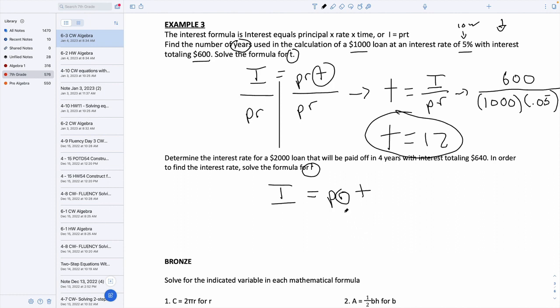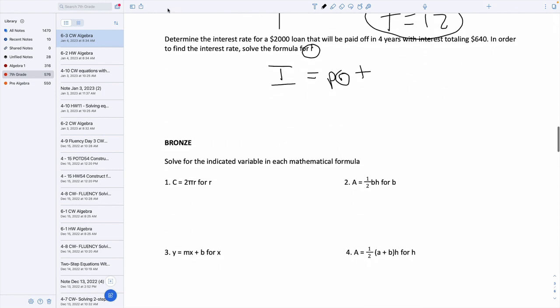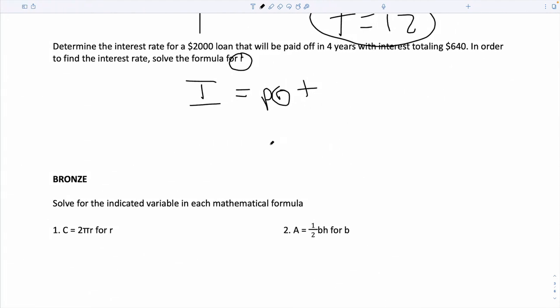Before we do that, Andrew, we could plug in the numbers, but let's rewrite this equation so R is by itself. Any ideas how I could do that? Good. And you can divide by P and T even though they're not next to each other because all of this is being multiplied. Okay, so rewrite that guy equal to R. We're looking for the rate. Interest over principal times time.